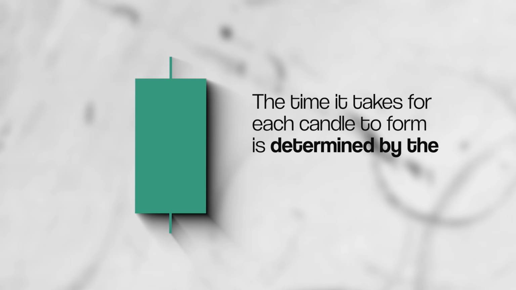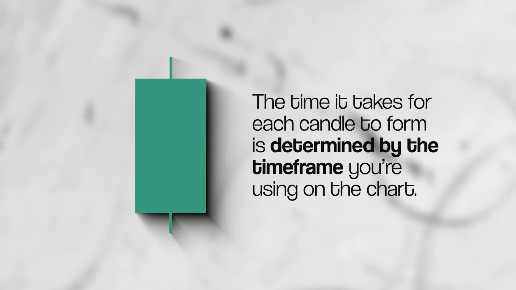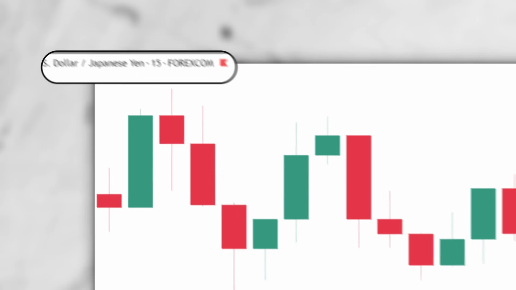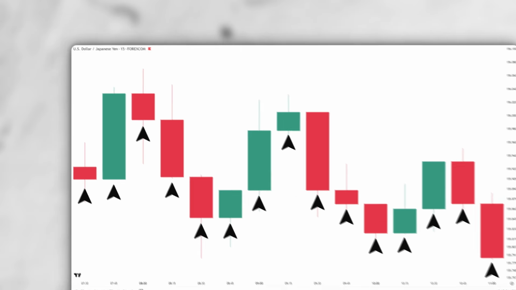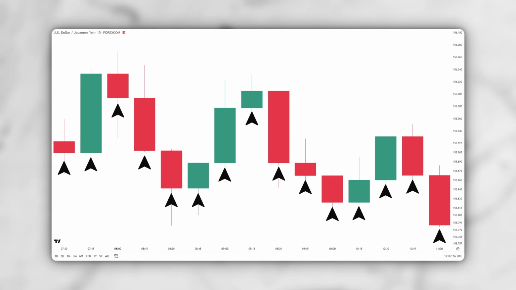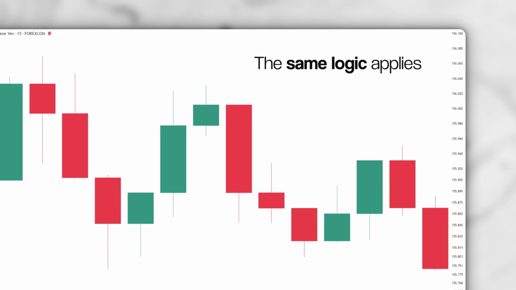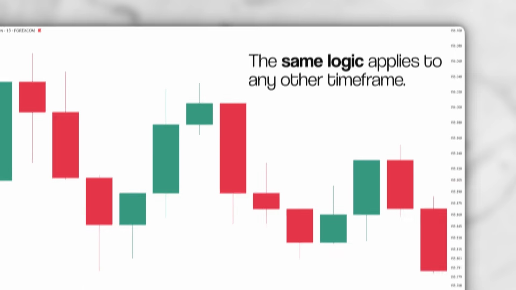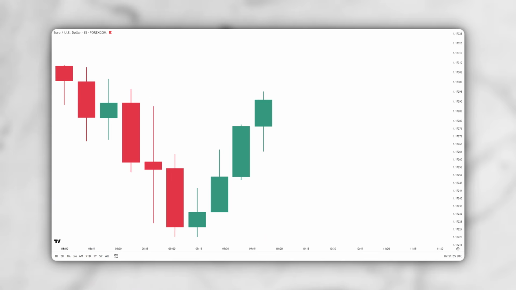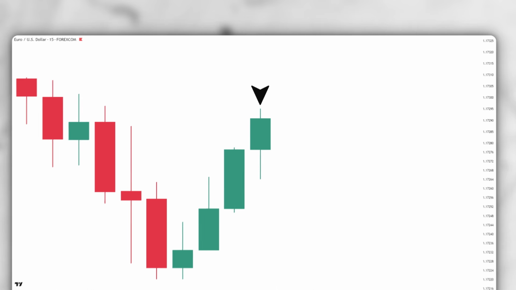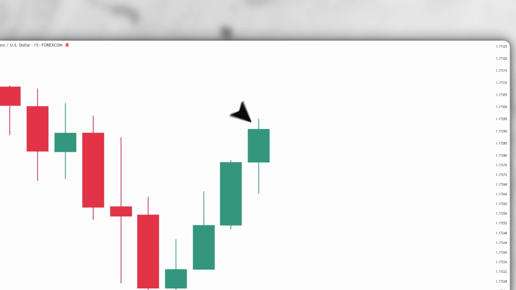The time it takes for each candle to form is determined by the time frame you're using on the chart. For example, if you open a 15-minute chart, each candle will take exactly 15 minutes to form. The same logic applies to any other time frame. Now let's look at how a new candle forms from scratch on a 15-minute chart. The previous candle is bullish, which means the price closed higher than it opened. That's what defines a bullish candle.